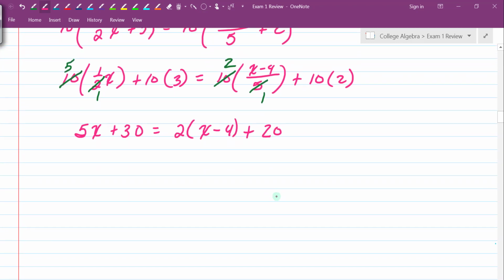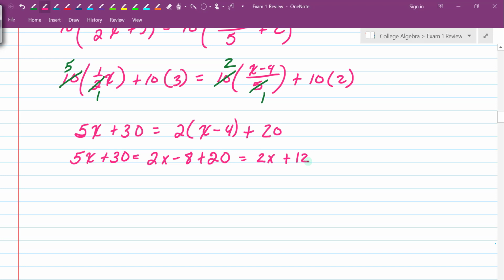Okay, so now I'm going to distribute my 2 amongst the x minus 4. I'll just carry this down on the left hand side. So it's 5x plus 30 is equal to 2x, 2 multiplied by x, and then 2 times negative 4 is minus 8, plus 20. I'm going to combine my like terms over here. So this is going to be the same thing as 2x, and then negative 8 plus 20 is plus 12.